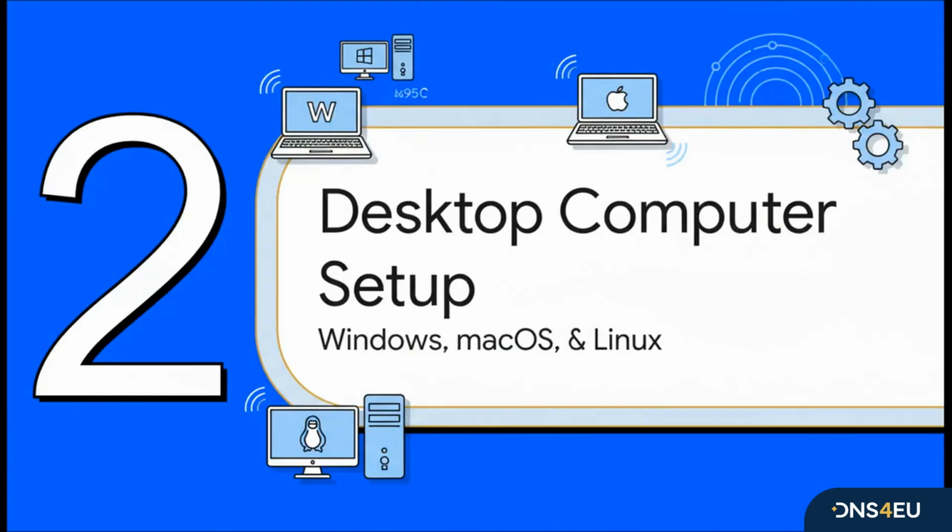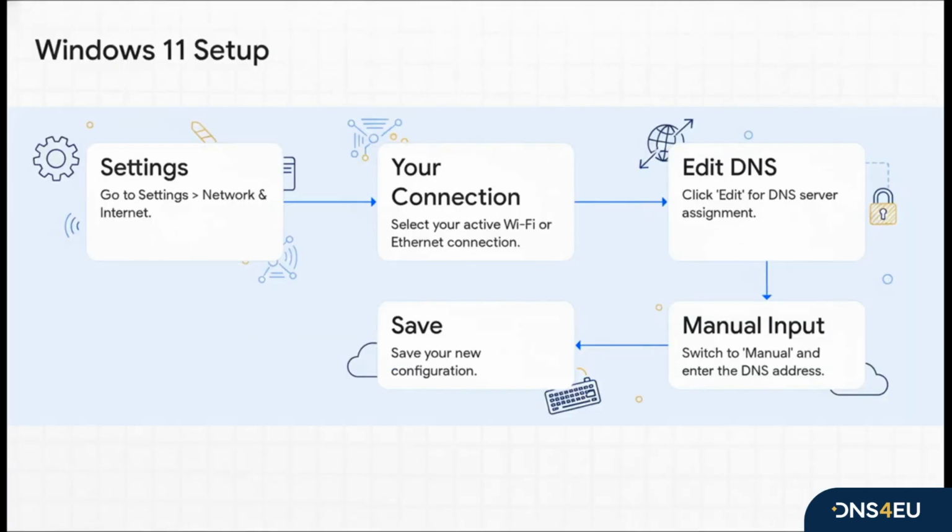All right, that's the what and why out of the way. Let's get practical and jump into the how, starting with your desktop and laptop computers. Doesn't matter if you're on Windows, macOS, or Linux, we've got you covered. For you Windows 11 users, this is an absolute breeze. Just open up your settings, head over to Network and Internet, and click on whatever you're using, whether it's Wi-Fi or an Ethernet cable. From there, look for DNS Server Assignment, click Edit, flip it to Manual, and just type in the new DNS address. Hit Save, and boom, you're done.